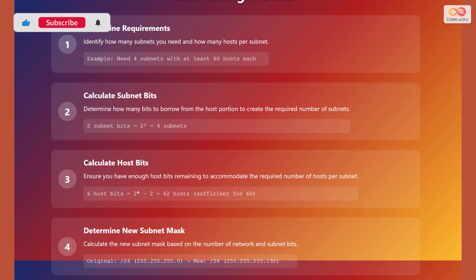Third, calculate host bits. Make sure you have enough host bits remaining to accommodate the required number of hosts per subnet. For example, 6 host bits equals 2 to the power of 6 minus 2, which equals 62 hosts. That would be sufficient for 60 hosts. Finally, determine the new subnet mask based on the number of network and subnet bits. For example, if the original mask was /24, which is 255.255.255.0, the new mask could be /26, which is 255.255.255.192.